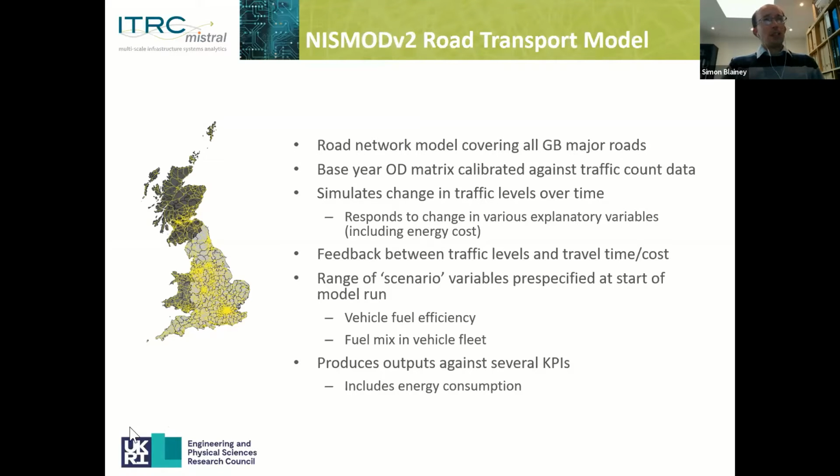It also incorporates feedback between traffic levels and the travel time and cost, and iterates between those two values up to a pre-specified limit. If you're doing any run with the transport model, you need to pre-specify values for a range of what we call scenario variables at the start of the run. So you have to say how you think these things are going to change over time. And the two variables which are particularly relevant here are road vehicle fuel efficiency and particularly changes in the fuel mix of the vehicle fleet.